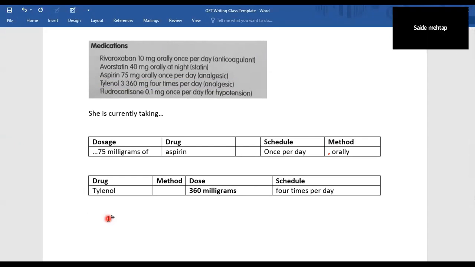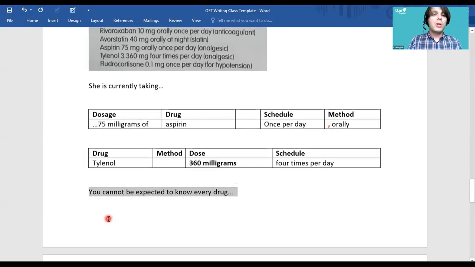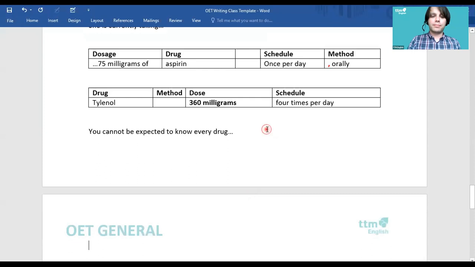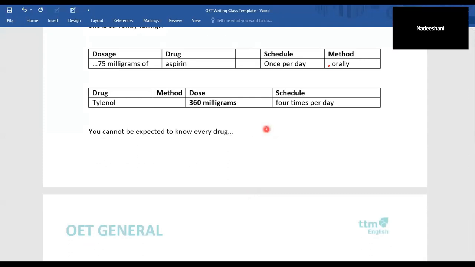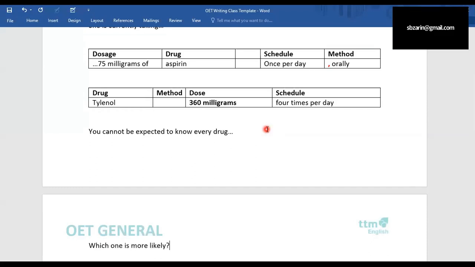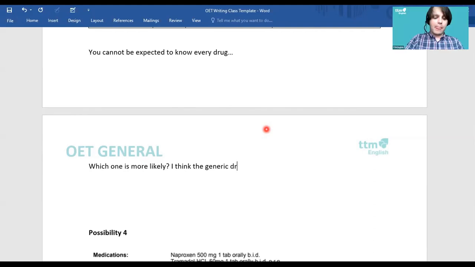But in the exam, you cannot be expected to know every drug, can you? Yeah, what should we do in that case? That's a great question. What should we do? What's more likely, the generic drug or the brand name? I think generic drug is slightly more likely, okay?